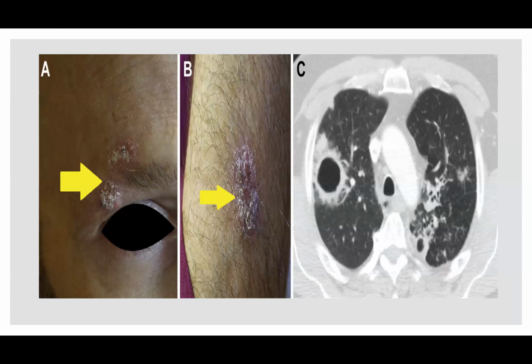So again, a series of images. A is showing two hyperkeratotic verrucous papules, and this is a patient with cutaneous blastomycosis. And then photograph B shows a discrete, again, hyperkeratotic ovoid pink plaque, with the yellow arrow pointing to it, in a patient with cutaneous blastomycosis. This is the same patient. And C is an axial image showing multiple cavitary lesions bilaterally, and there are some small airspace opacities throughout the lung, most prominent in the upper lobes.